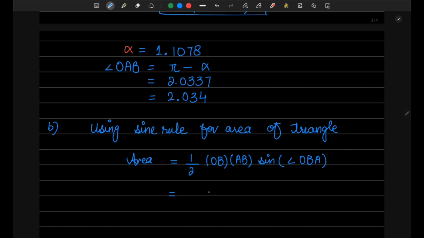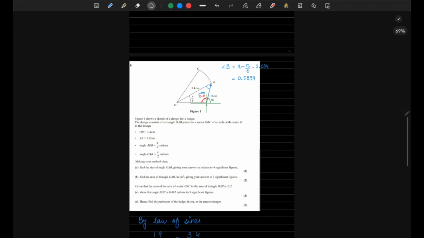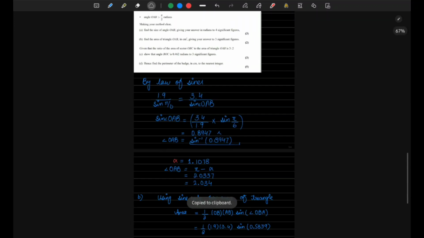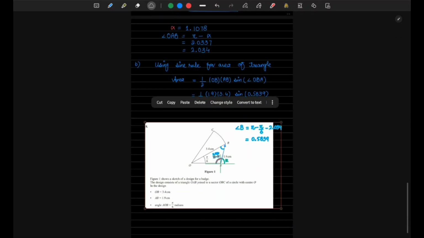Okay, so now I'll put in the values. Your values are 1.9, 3.4, sine of 0.5839, half of this. So I took this all. If I could take this down, it would be more helpful, because each time we have to look back above.